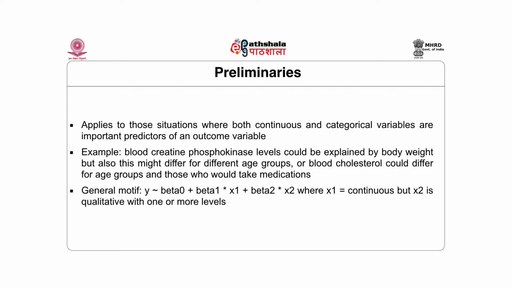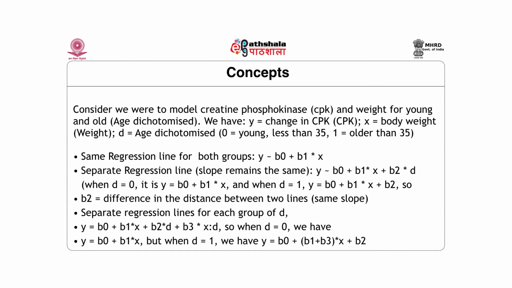So, moving on to this general model. y is the outcome variable, beta 0 is the intercept term, beta 1 is the regression coefficient for the first variable x1, beta 2 is the regression coefficient for the second variable x2. But here the second variable, x2, is a qualitative variable with one or more levels, as we see. So, for example, consider that we were to model the creatinine phosphokinase variable.